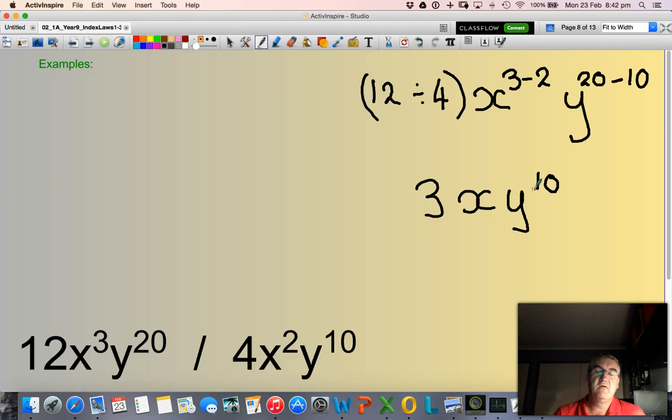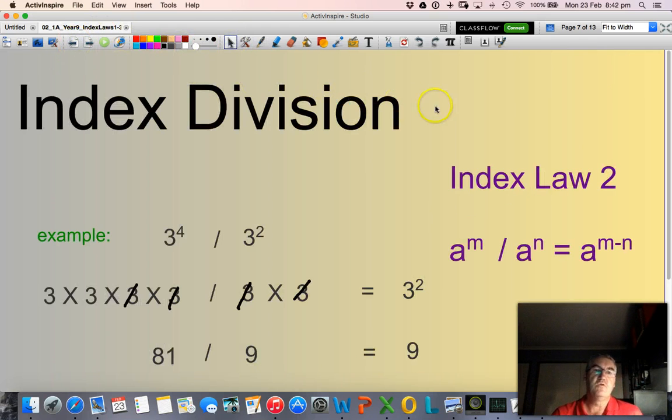So let's just go back to the original slide that I had here, which is when I'm performing index division, or if you want to think of index law number 2, a to the power of m divided by a to the power of n equals a to the power of m minus n. So when we're performing division and the bases are the same, we can subtract those indexes. So hopefully this slide has given you a better insight into performing index division. So that's it for now.